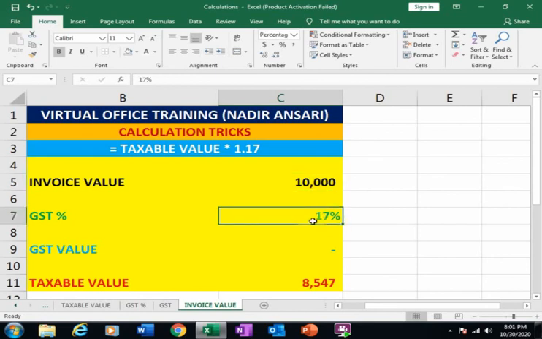If GST is 18%, you have to multiply by 1.18. If GST is 20%, you have to multiply by 1.20. Then you will get the invoice value.